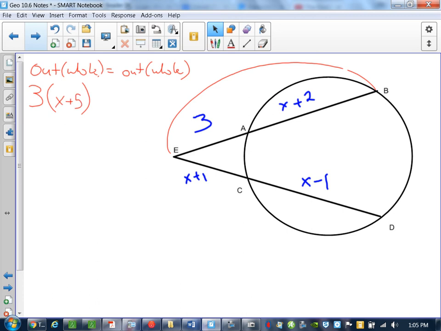My second part. Outside, x plus 1. The whole thing is x plus 1 plus x minus 1. When you combine like terms there, how many x's do you get? 2 of them. So you get 2x, and then what's 1 minus 1? 0. So x plus 1 plus x minus 1 is 2x.